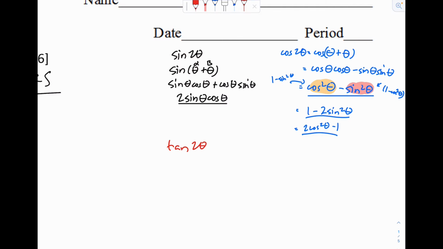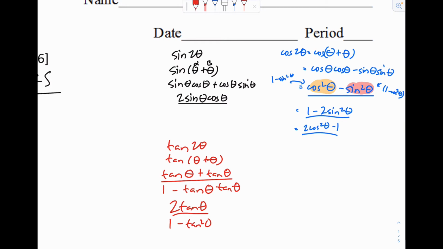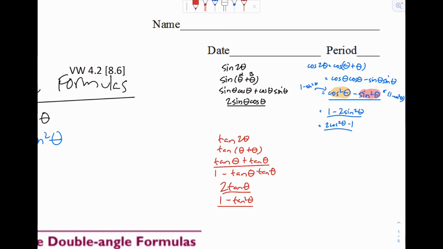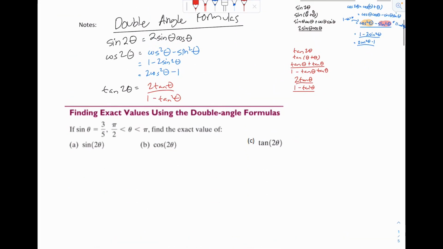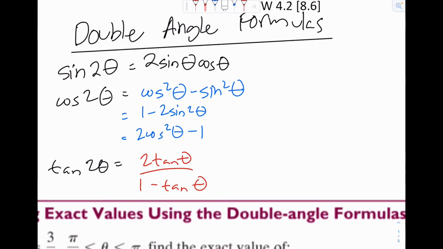tan of 2 theta. That's tan of theta plus theta. And we plug it in to the sum formula, get something like this. Or actually write it out, tan times tan to make it more clear. And there it is, 2 tan theta over 1 minus tan squared theta. Okay, so those are the formulas we're going to be dealing with today.